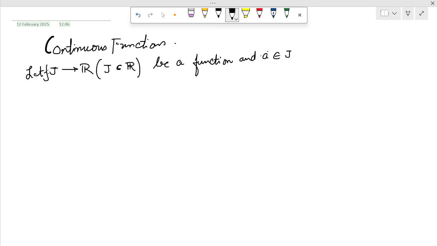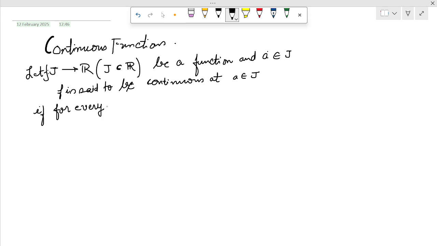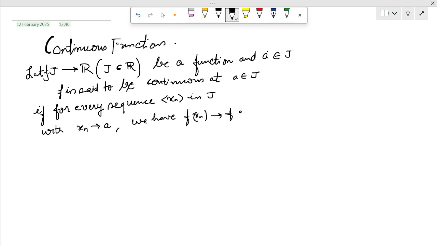Understand that continuity is a local property, so we are going to define continuity at a point. So let A belong to J. f is said to be continuous at point A belonging to J if for every sequence xn in J with xn converging to A, we have f(xn) converging to f(A). So if this is the case, we say that f is continuous.